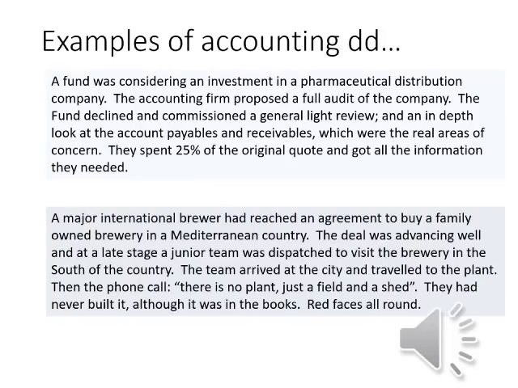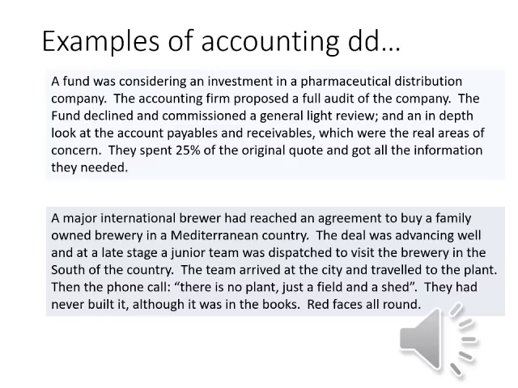Here we have a couple of examples of accounting due diligence. In the top example, the accounting firm proposed a full audit, but the fund manager declined and decided to do a full audit only of the payables and receivables, which were the main areas of concern. And great thanks to that, they saved 75% of the original quotation.